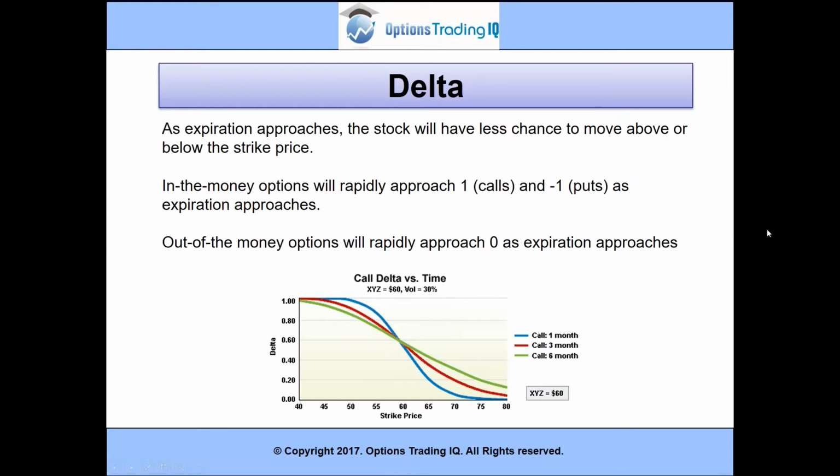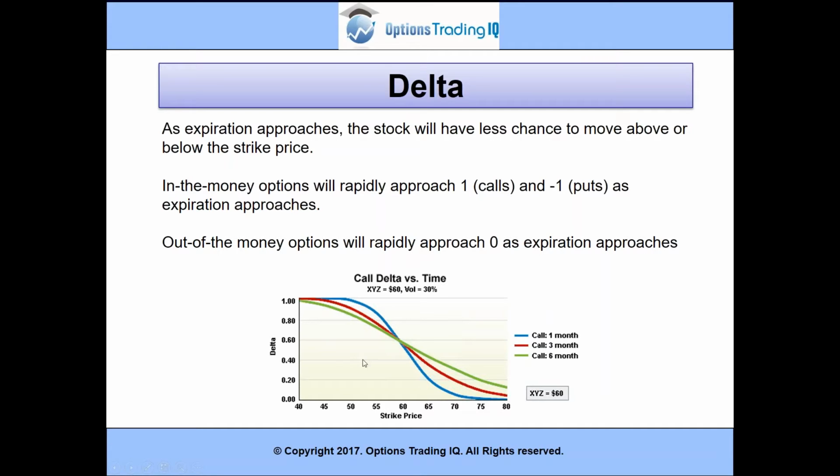As expiration approaches, the stock will have less chance to move above or below the strike price. In the money options will rapidly approach 1 for calls and -1 for puts as expiration approaches. Out of the money options will rapidly approach 0 as expiration approaches.